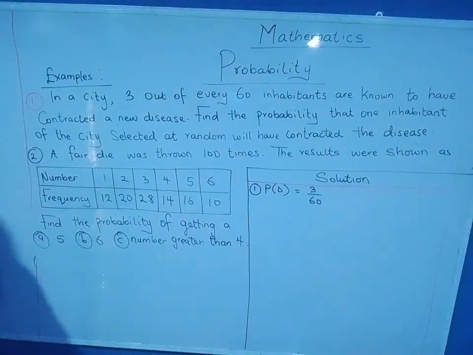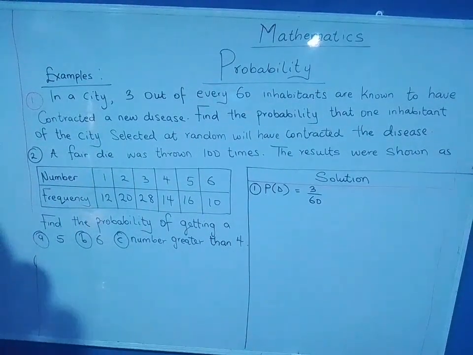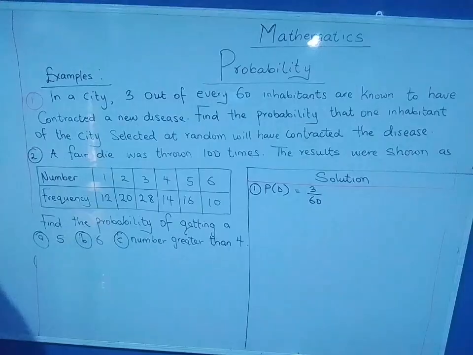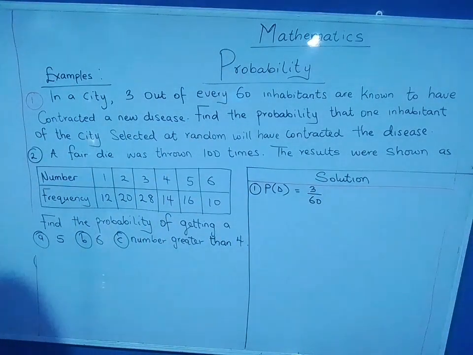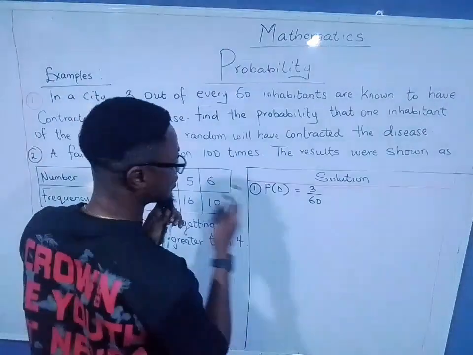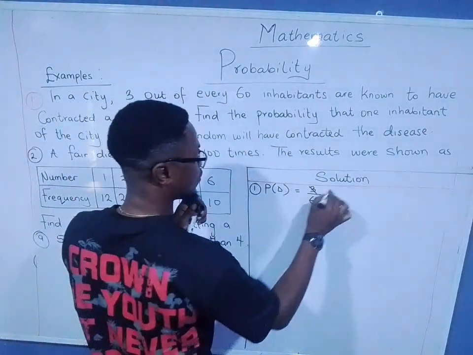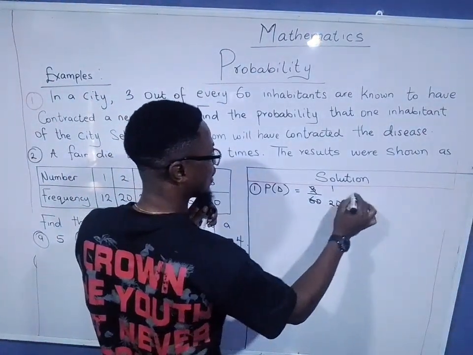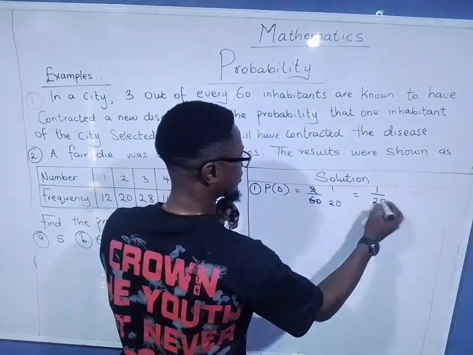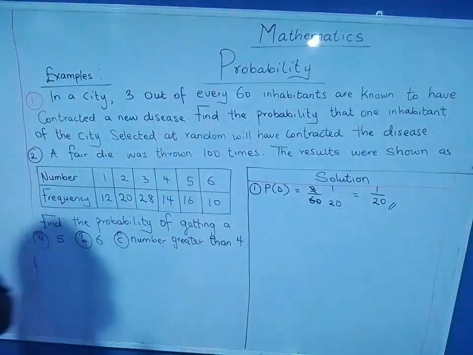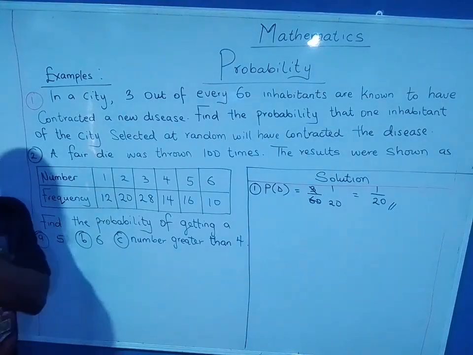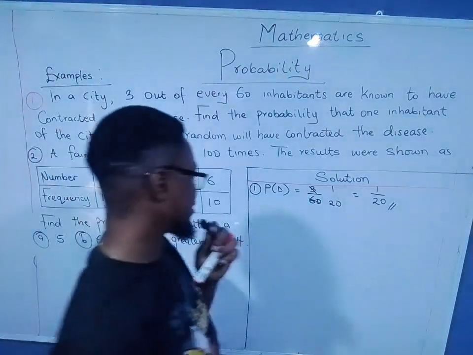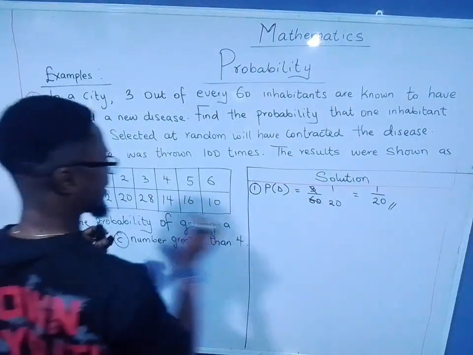But the question is asking you to find the probability that one. This is for 3 people. So for 1, we need to take it to the lowest term, right? So this becomes 1 over 20. So your answer is what? Simple. The probability that 1 person selected at random has contracted the disease is 1 over 20. Exactly. So that's it. That's number 1, simple as that.